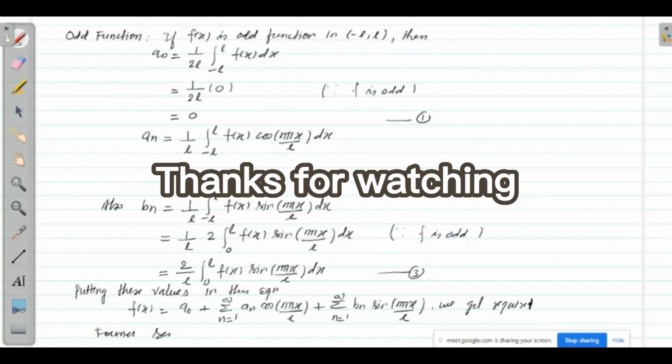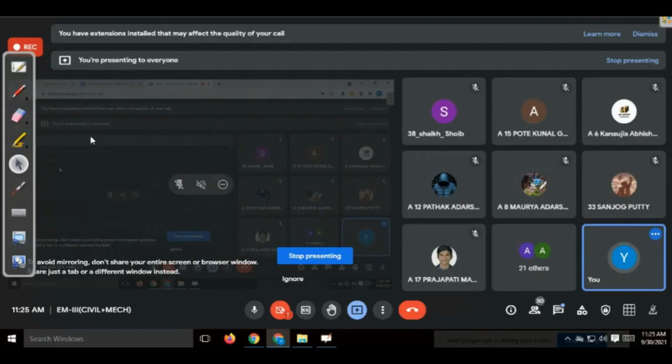Fourier series. Okay, now based on this we'll do an example later.